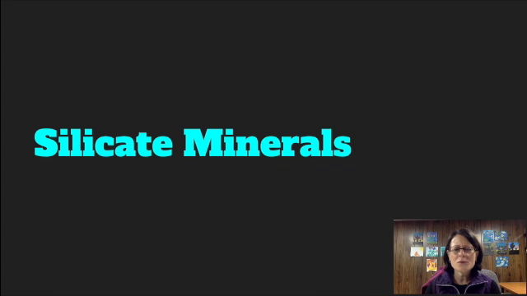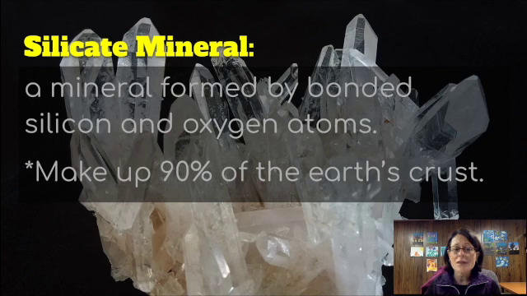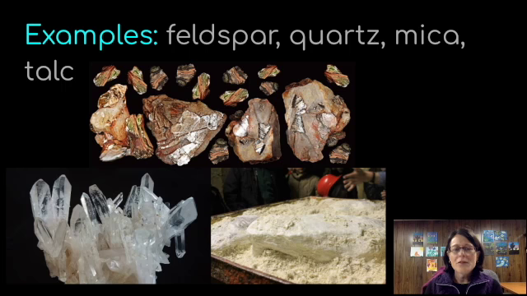So the first group of minerals we're going to talk about, basically there are two main groups of minerals. There are silicate minerals and there are non-silicate minerals. So we're going to start with the silicate minerals because they are the largest group. These are minerals that are formed by bonded silicon and oxygen atoms, and they make up 90% of the Earth's crust. So this is one big group of minerals. Some examples are feldspar, quartz, mica, and talc.